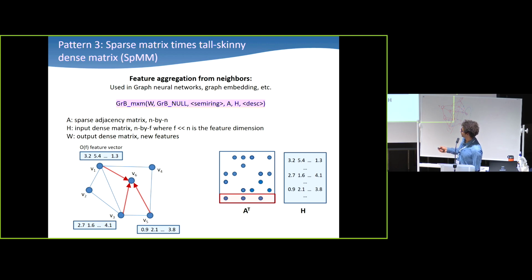You can just see the motivation here, just focusing on one column or one vertex. So what's going on is just V6 is gathering the feature vectors of its neighbors, is essentially just a multiplication of this sparse row with this dense matrix, tall skinny dense matrix. And you see the pattern here. It's the same as what we talked about. When I want to gather something from my neighbors, it's always sparse matrix times something.